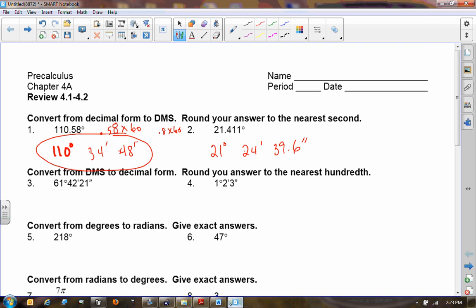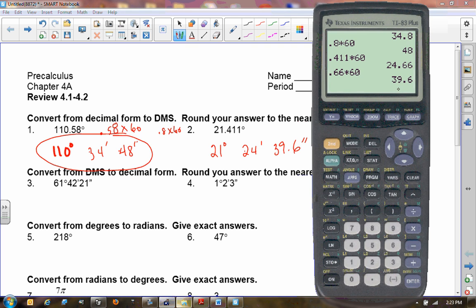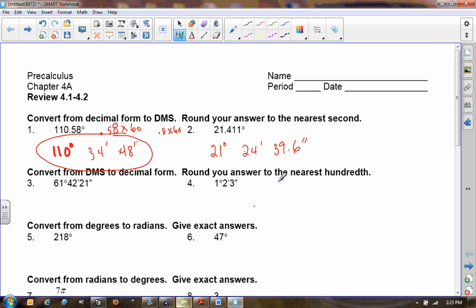The last one you can't do anything with. It's as far as you can take. You can have a decimal in the last seconds position. You cannot have it in the minutes position. All right, so we're going to go the other way now.